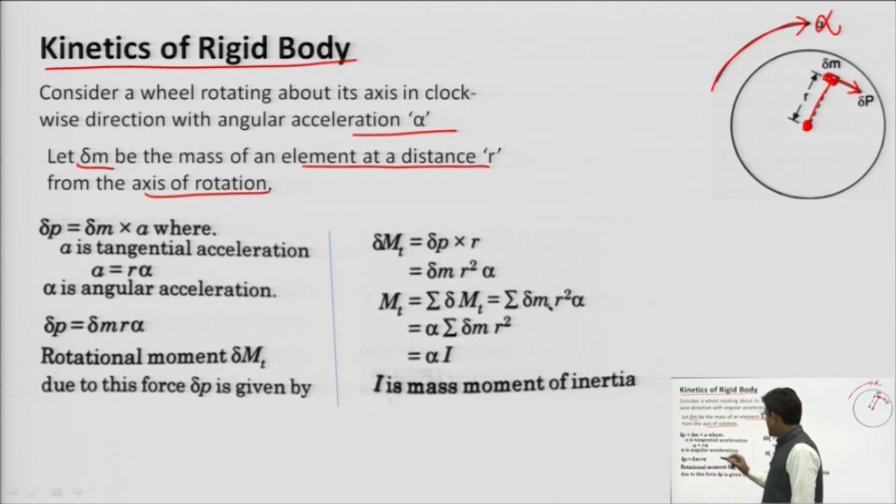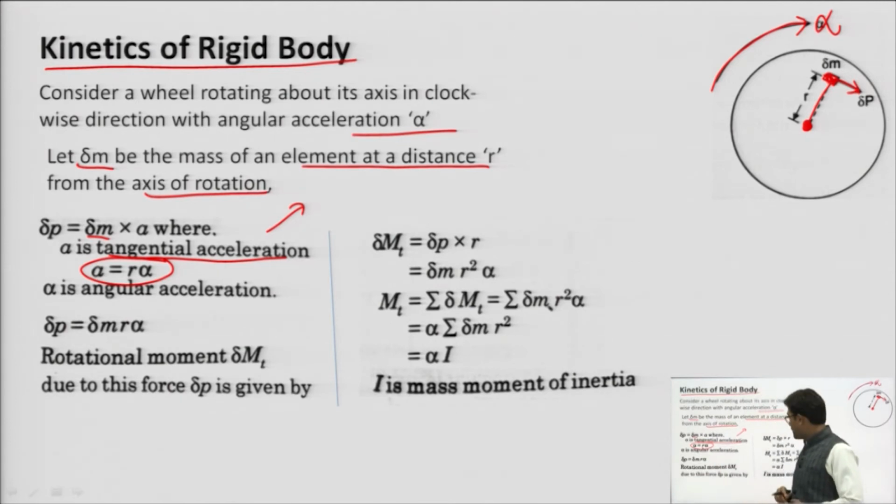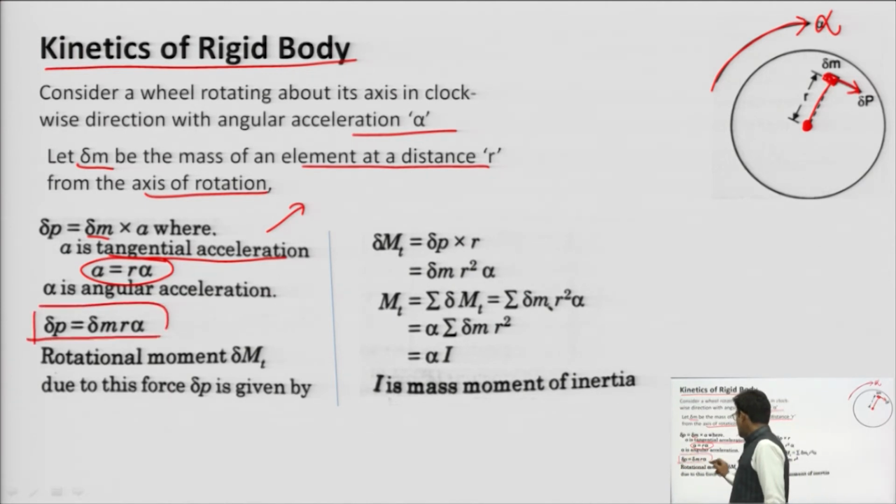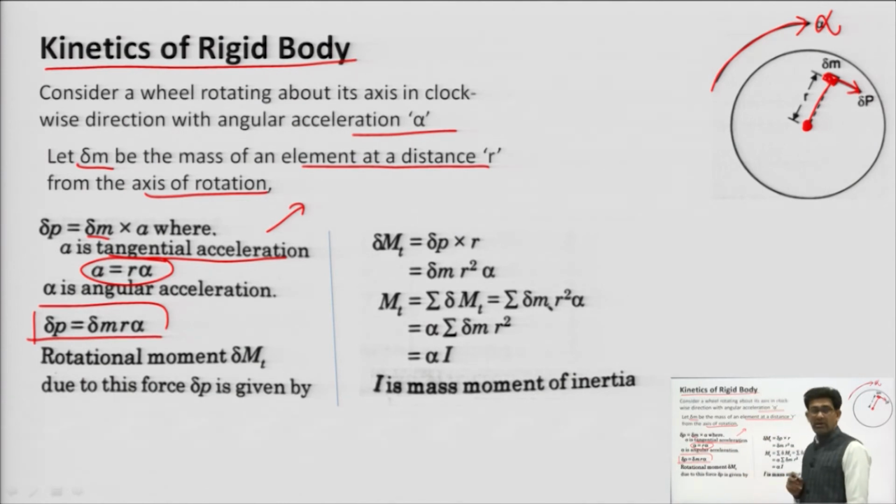It will be del m multiplied by a. What is a? A is the tangential acceleration, and in the previous slide I told you that a is r into alpha, where r is this distance. So del p can be written as del m r into alpha.